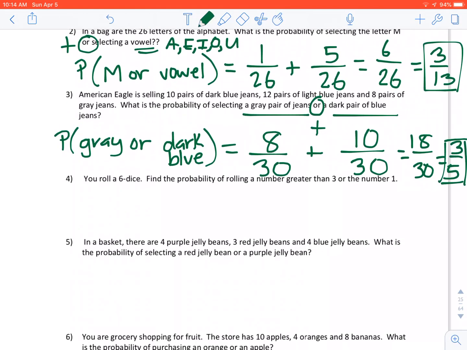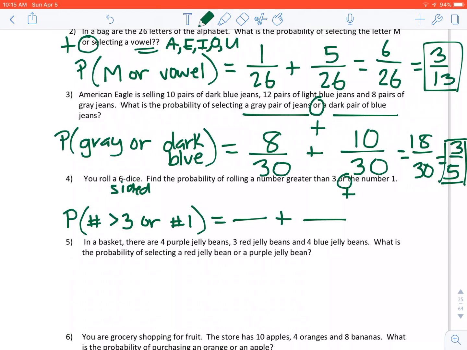Number 4, you roll a 6-sided dice. I should say sided, sorry. Find the probability of rolling a number greater than 3 or the number 1. Okay, so probability of a number more than 3 or it landing on the number 1. Okay, and again, our keyword or means to add. Now be careful here. A number greater than 3, okay, is not going to be 3.